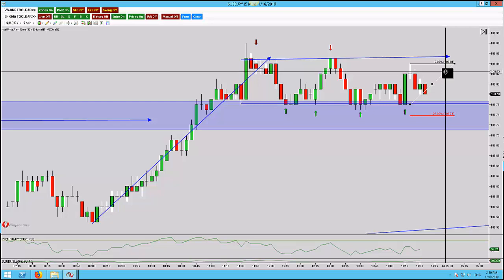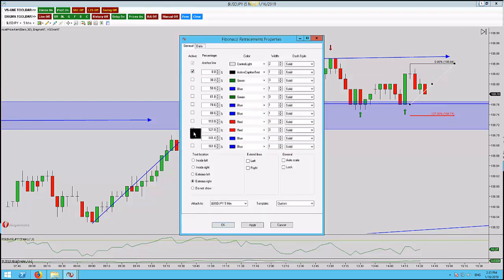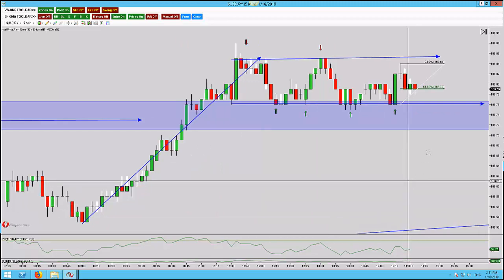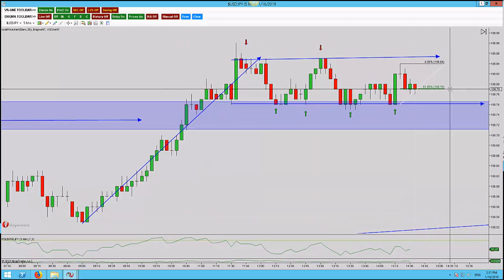Okay, I did that wrong. Let me redo that fib. Get rid of the 127. I was talking about the 127, and that's what I selected. So aggressive entry here at the 618.